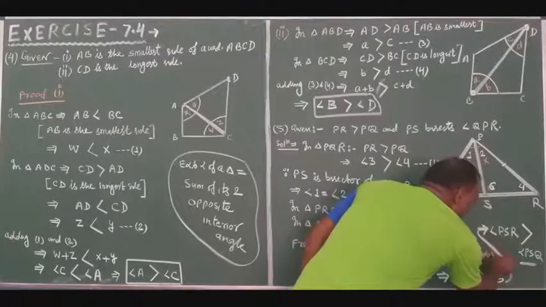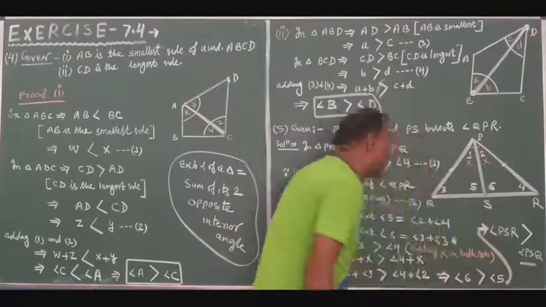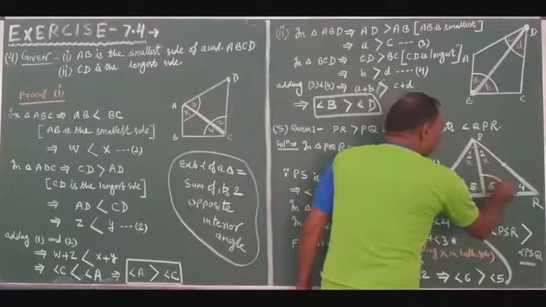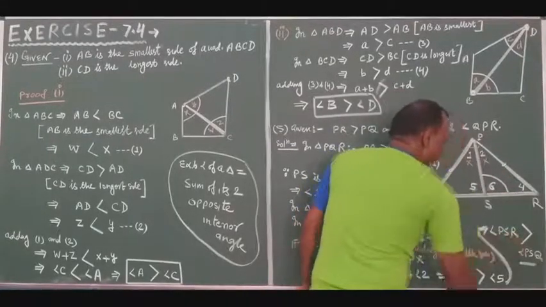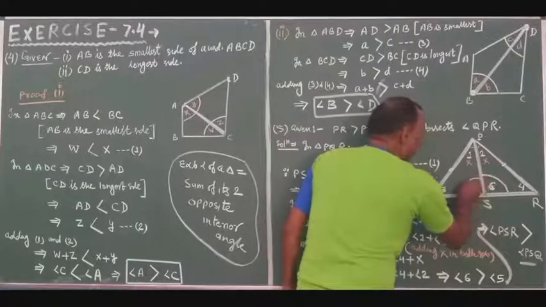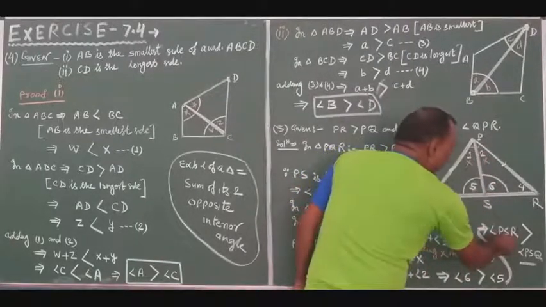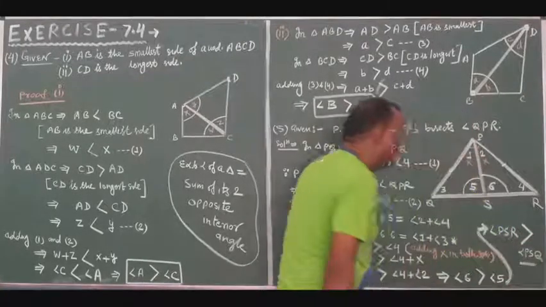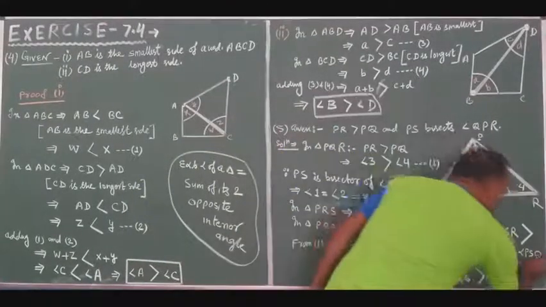And now the last line. What is angle 6? This was angle 6, which was PSR. And what is angle 5? PSQ. Angle PSR is greater than PSQ.